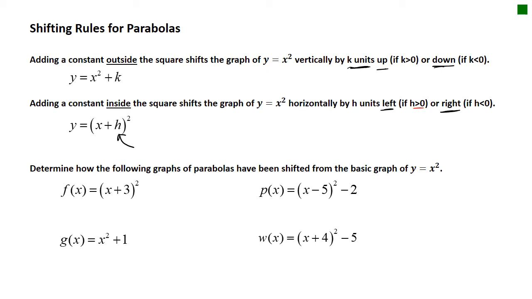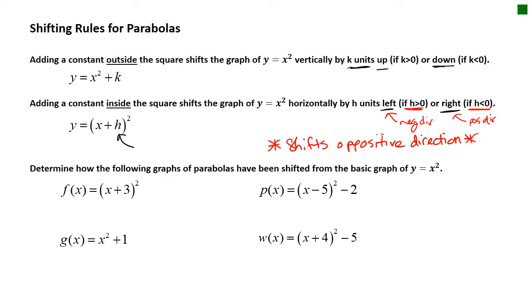If h is positive, it's actually going to go left in the negative direction. And if h is negative, then it goes right in the positive direction. Okay, so it's the opposite direction you would expect. So again, shifts opposite direction. And that's an important thing to keep in mind. So anything on the inside is going to go the opposite direction. Whereas when you add something on the outside of the square, it basically mimics the sign you see.